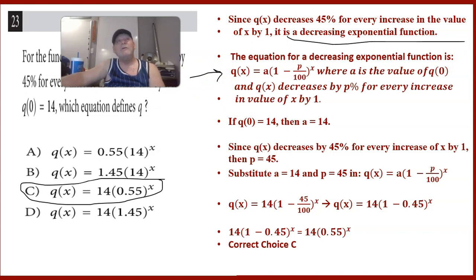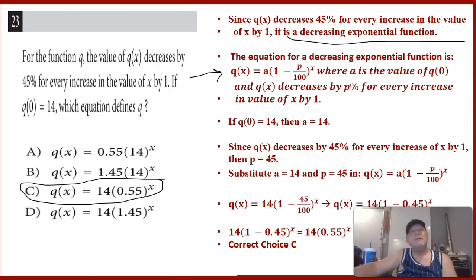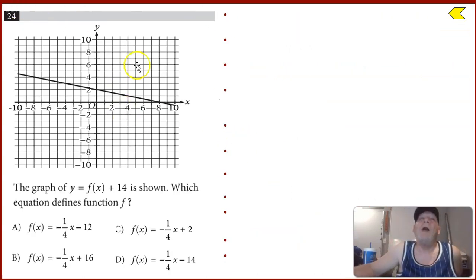All right, so now let's go on to number 24. And remember, you can pause this if needed to work on it. So 24 has a graph, and it says the graph of y equals f of x plus 14 is shown. Which equation defines a function of f? So what that really means, this is showing the equation that has been translated up 14 units.